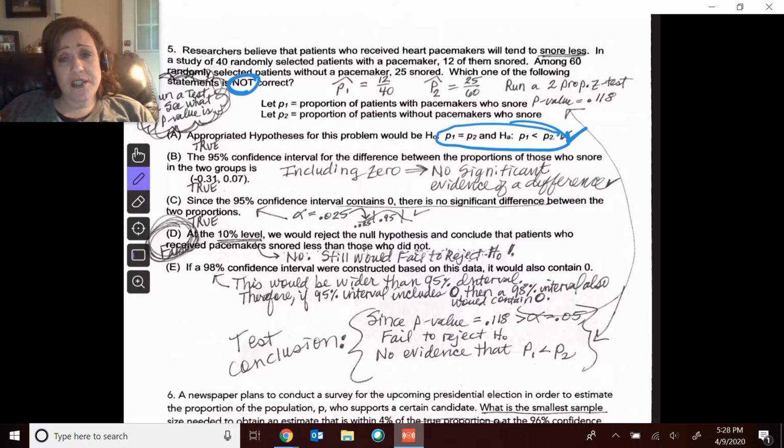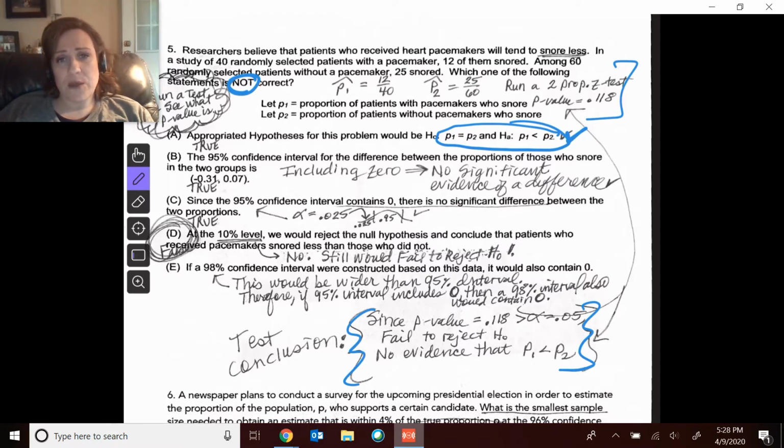All right. So I went into my calculator and actually ran this test. I ran this two proportion test. I got a p-value of 0.118. So then I'm thinking through, okay, how does this work then? So I came down here and I wrote out, before I even really looked at the answer choices, I looked at these.